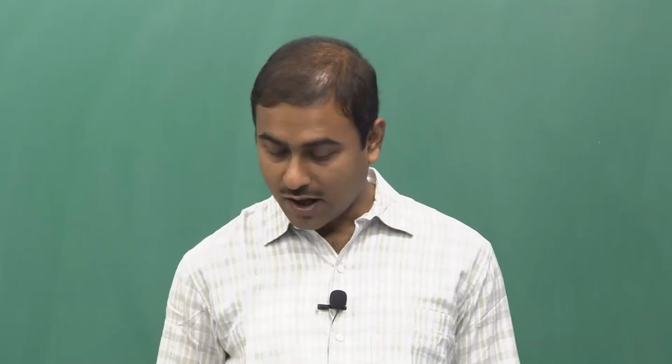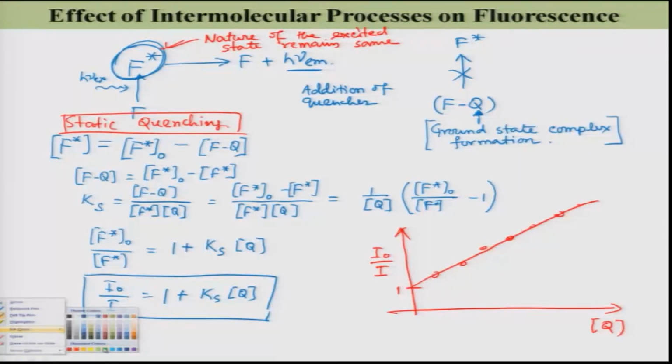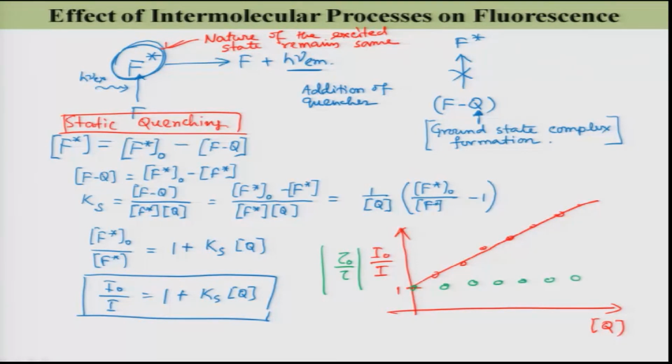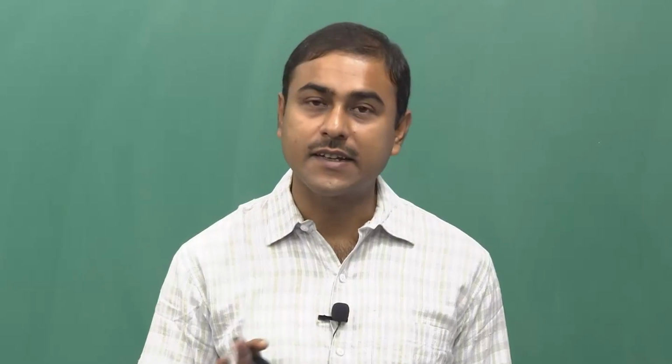Please note that when I plot tau 0 by tau in a similar fashion, what you are going to see? Always the ratio is 1, even as you increase the quencher concentration, because lifetime does not depend on the concentration of the species. Lifetime is the property of the excited state, and in the case of static quenching the ground state complex formation is just removing a fraction of the fluorophore from my observation. So, the excited state remains the same.